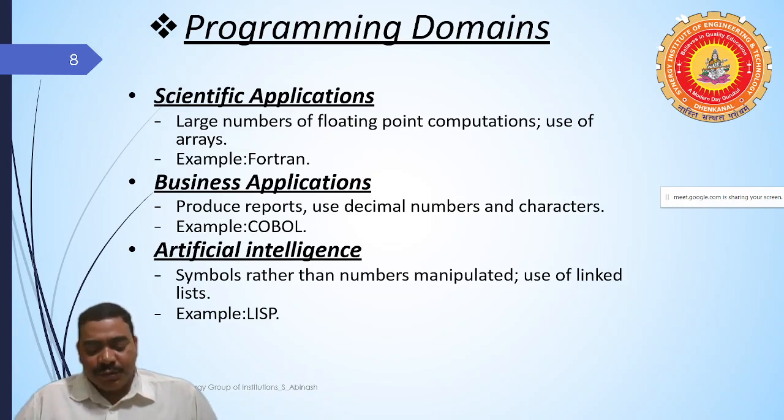As I have told you, with respect to the domains of programming or problems, the programming language will change. So for example, Fortran, formula translation, the programming language, now it is Fortran 2003. Earlier it was Fortran 77. A number of compilers are developed for Fortran. So Fortran is very suitable for scientific applications. So for the domain of scientific application, a large number of floating point computations, use of arrays and matrices are there. So for that, the Fortran programming language is very suitable.